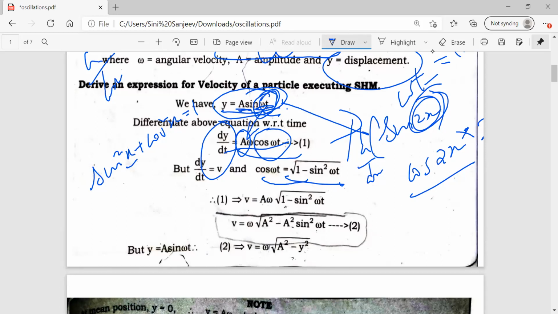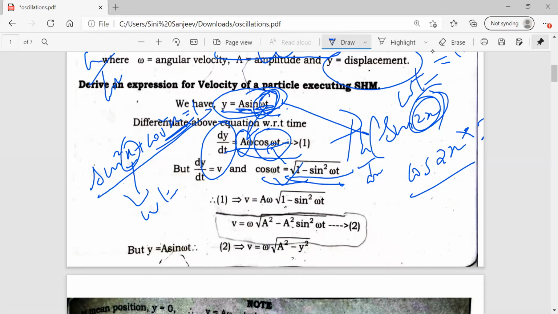And we all know one simple equation: sin square x plus cos square x is equal to 1. We know that thing. So what is cos square x? 1 minus sin square x. Instead of x, what do we have here? Omega t. So cos square omega t is 1 minus sin square omega t. So cos omega t is root of 1 minus sin square omega t. I'm just substituting in place of this. That's it.